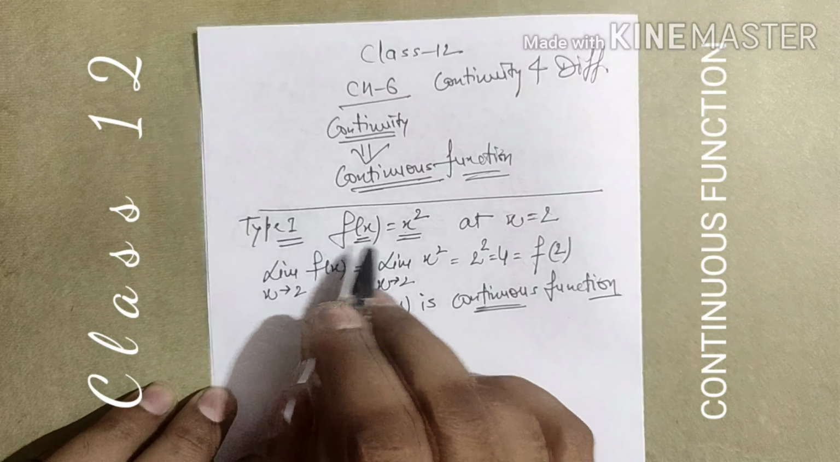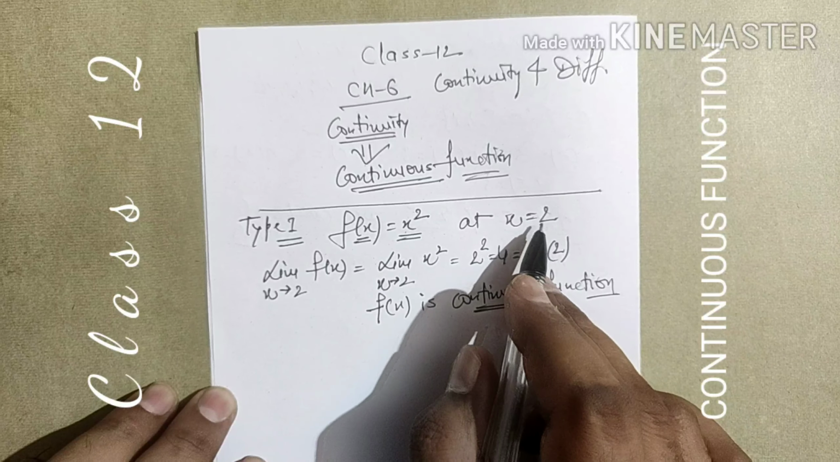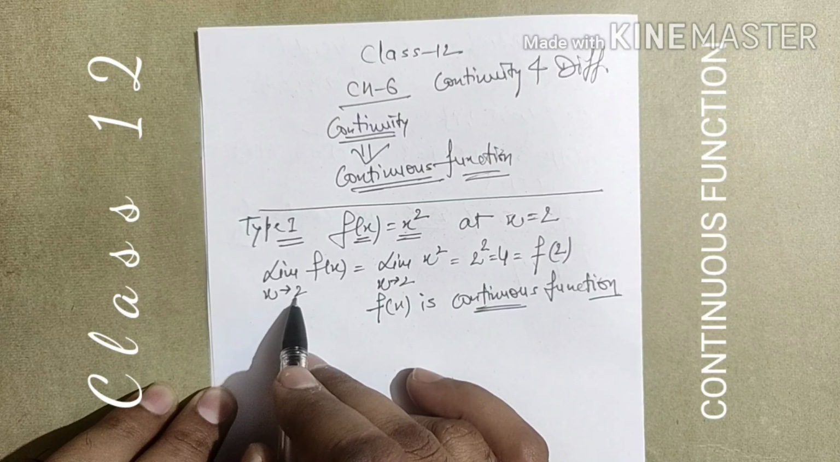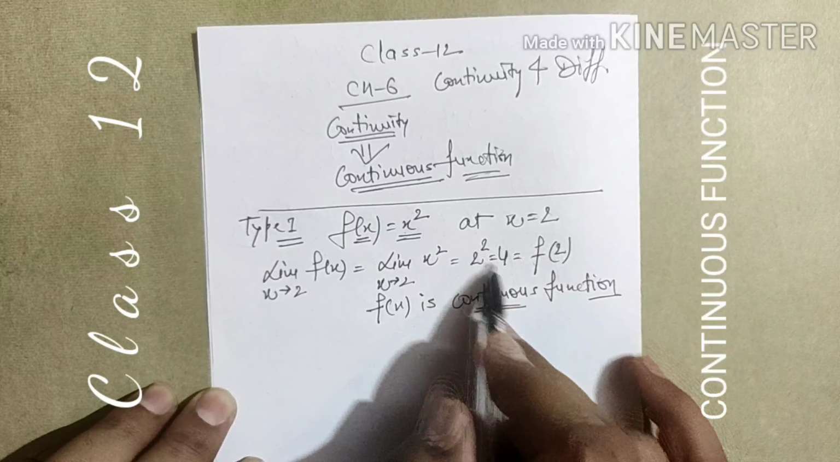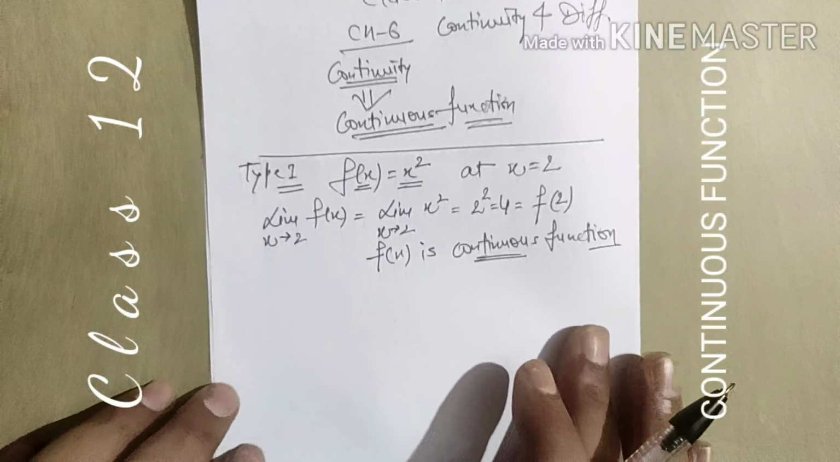When a simple function is given, a single function, the point is also indicated. It may be given, or maybe we have to choose. If we apply the limit at the same point and the function gives the same answer as we put directly, then the function is called a continuous function. This is type first.